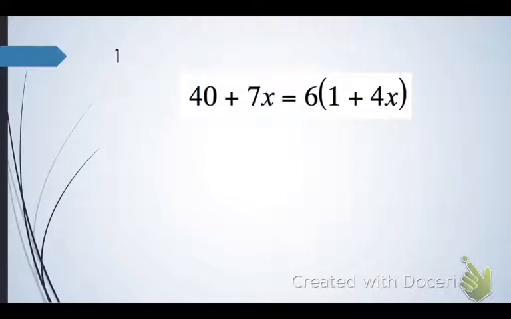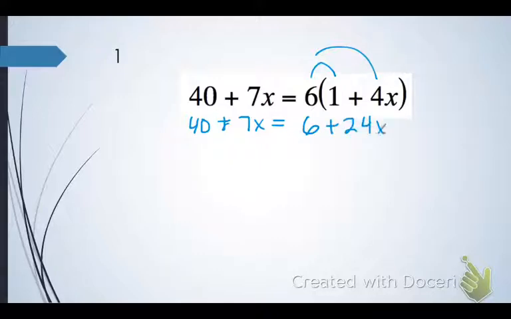Okay, so again, make sure you are following along on your notes paper and completing the examples as we go. Here is our first question. 40 plus 7x equals 6 times the sum of 1 plus 4x. So as I look at this, the first thing I know I need to do is simplify both sides. There's nothing to simplify on the left, but I can distribute on the right to simplify. So 40 plus 7x equals 6 times 1 is 6. 6 times 4x is 24x.